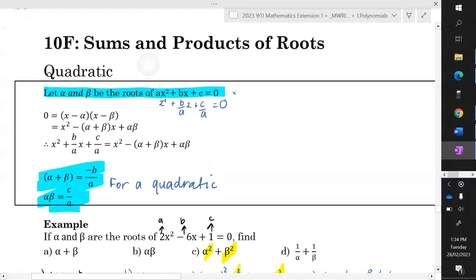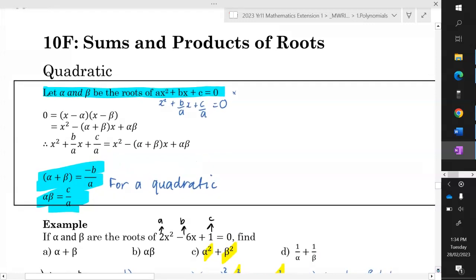Okay, so if we were to let alpha and beta be the roots of this quadratic, ax squared plus bx plus c equals 0, what we would have if alpha and beta were the roots would be this quadratic factorized into (x minus alpha)(x minus beta). Now, if I was to expand that out, I'd end up with this. It will take a little bit of grouping together, but I'd end up with x squared minus (alpha plus beta)x plus alpha beta. If you want to pause the video and have a go at that, please do that.